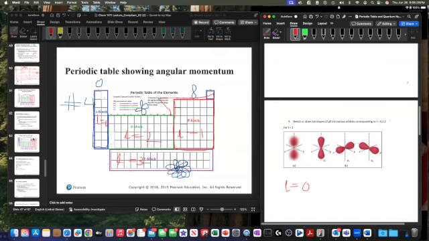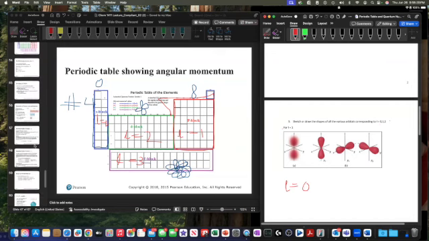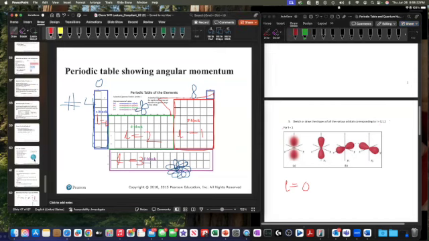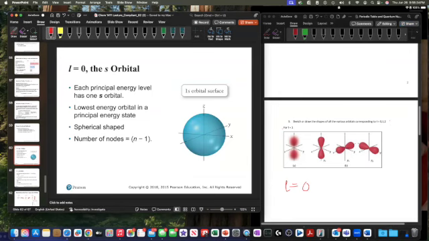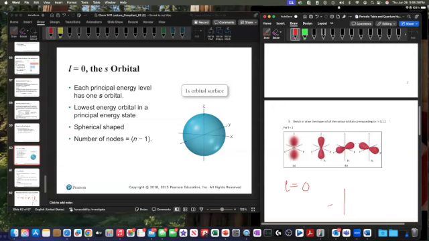And when you go in your PowerPoints, where is the shape? It's somewhere down here. So you're going to be sketching this one here. There's only one L equals 0, so you'll be drawing that one right there. Remember the axes: left and right is X, in and out is Y, up and down is Z. Then you draw your sphere right there. There's only one type of S orbital, and this is it.